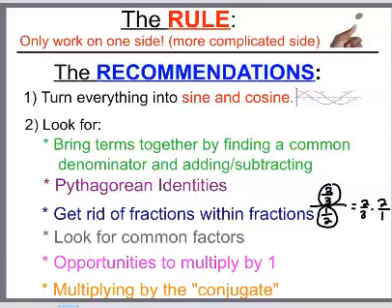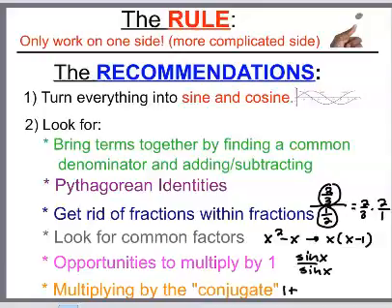Look for common factors. So looking for a common factor would be like if I have x squared minus x, well, a common factor would be to pull out an x. Opportunities to multiply by 1. So what I mean by multiplying by 1 is multiplying by like sine of x over sine of x. Sometimes that's helpful.